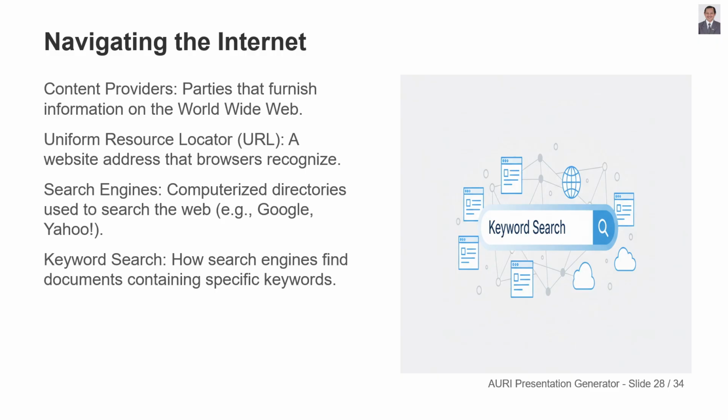To use the Internet effectively for business research, it is helpful to understand some basic terms. First, content providers are those who create and publish information on the World Wide Web. Second, the Uniform Resource Locator, or URL, is the unique address for every piece of content on the Internet, helping browsers find it. Third, we use search engines to find specific information online. These tools index web content to help with information retrieval.